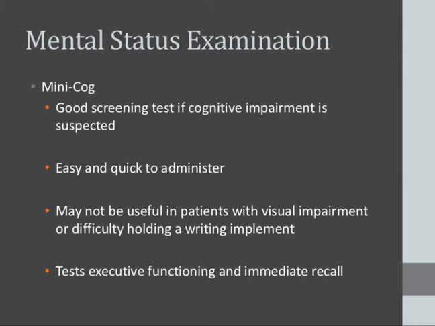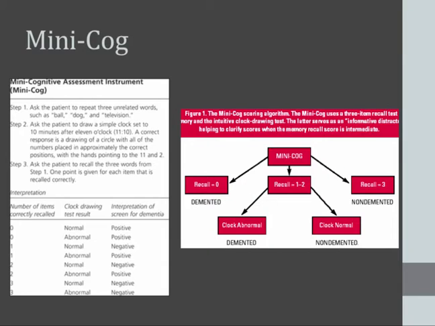Finally, it's important to understand the only things that this tool formally evaluates are executive functioning, visuospatial skills, and immediate recall. But when you think about it, you're able to evaluate language and attention, which are the other components of the mental status exam, or the mini mental state exam, pretty effectively just by observation and interviewing and examining the patient. So this is what the Mini-Cog test looks like.